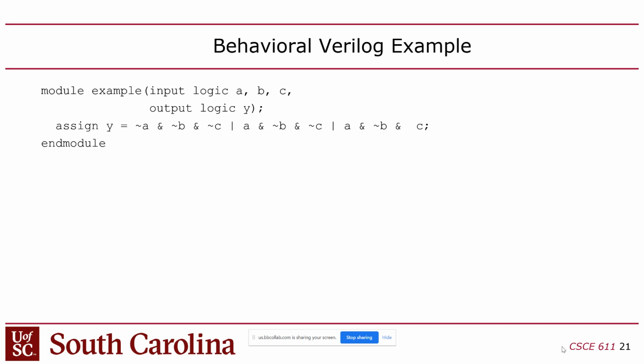Now I want to point out a few things here that are weird about this syntax. So the file starts out by saying module example, and then open parenthesis, input logic A, B, C, output logic Y. Okay, so first of all, the white space is ignored like it is in Java and Python. So you'll notice that I have a new line there that I break up the module line into 2 lines of code.